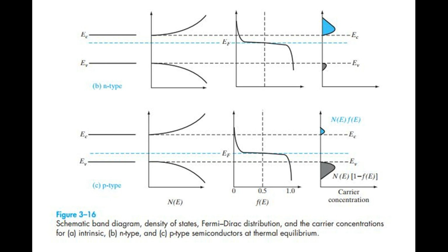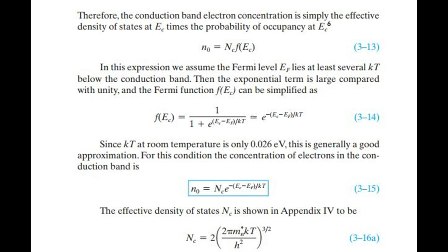Therefore, the conduction band electron concentration is simply the effective density of states at EC times the probability of occupancy at EC. In this expression we assume the Fermi level EF lies at least several kT below the conduction band. Then the exponential term is large compared with unity, and the Fermi function f(EC) can be simplified. Since kT at room temperature is only 0.026 eV, this is generally a good approximation. For this condition the concentration of electrons in the conduction band is n0 = Nc e^-(EC − EF)/kT, Eq. 3-15.